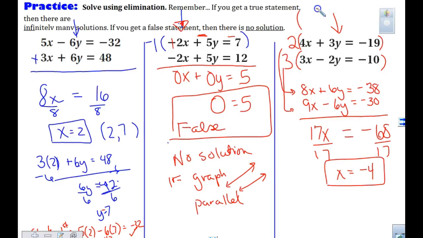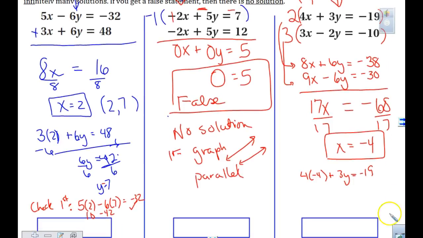Because remember, anytime I have a system, I have an x, y answer. So I have negative 4. I now need to get y. Maureen, which equation do you want to use? First. Okay, so tell me what I should write. 4 parentheses negative 4 plus 3y. And sometimes there's one equation that looks really nice and easy, like you don't have to do much multiplying or dividing. Pick that one. This one, they're both about the same. So we have negative 16, plus 3y equals negative 19.